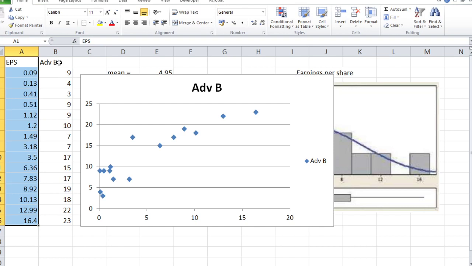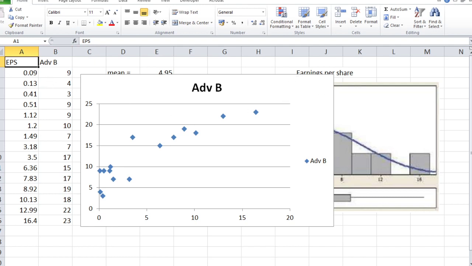Let's say I want to see how advertising budget affects earnings per share. If I spend more money advertising, will I get more earnings per share? I'm not looking at the effect in the opposite direction. I'm looking at how advertising budget affects earnings per share, not the other way around.